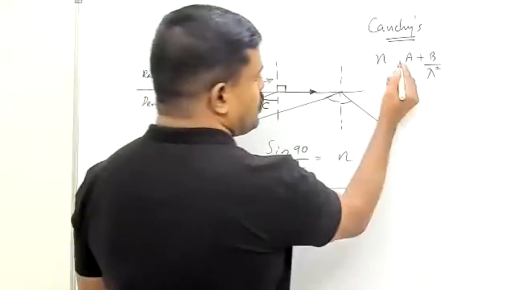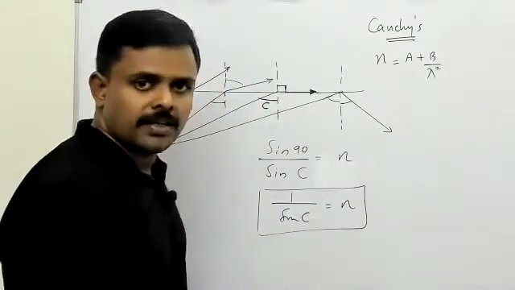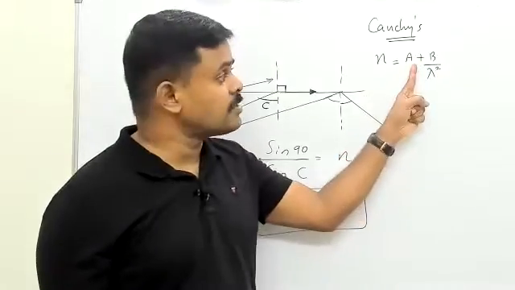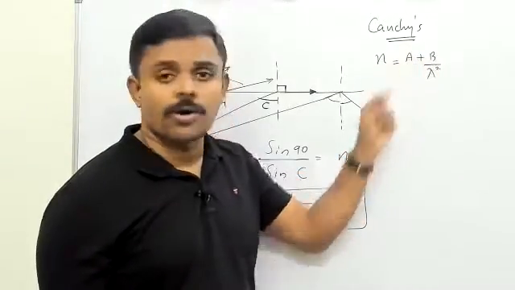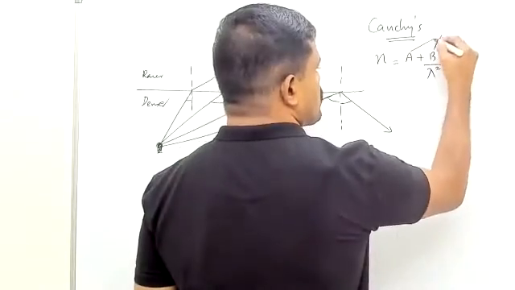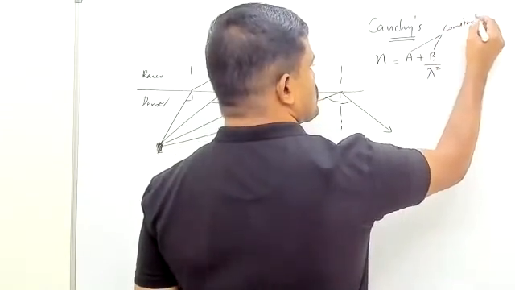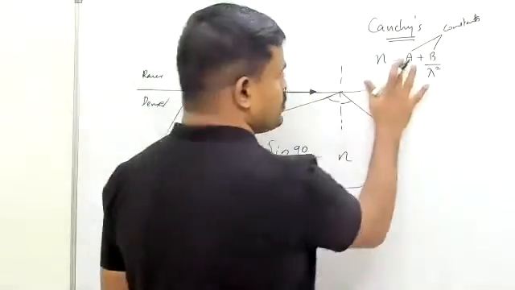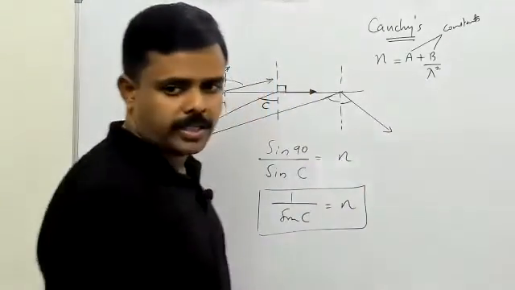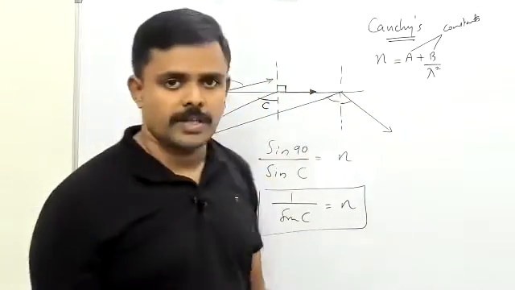This is the refractive index of a color of light. n is equal to A plus B by lambda square, where A and B are called Cauchy's constants. But anyway, just know that n and lambda are inversely proportional, as you can see. That is the only thing you would need. n and lambda are inversely proportional.